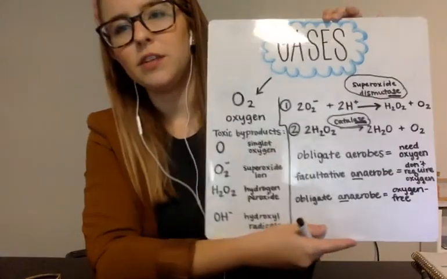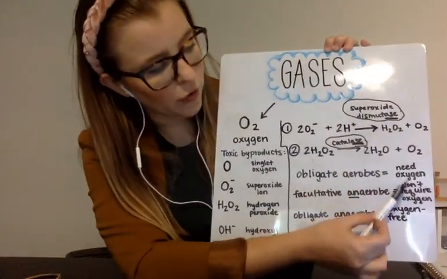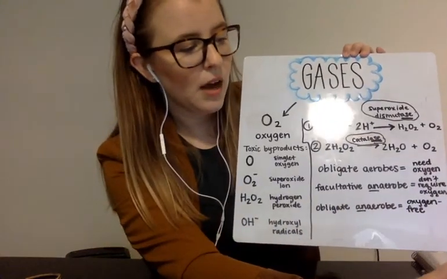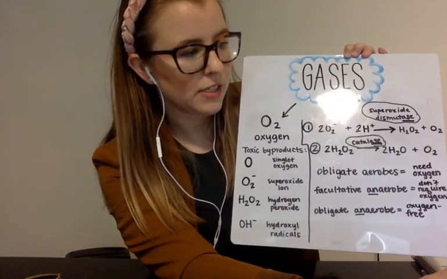And so that's why it's going to be essential that obligate anaerobes, because they are obligated, they have to be without oxygen, they need to be in an oxygen-free environment. Because even something like a singlet oxygen would be toxic to them. So they need to be in an oxygen-free environment. So I've just made some notes here about the difference between these three types that we've gone over previously in the lab, just to make it clear what the difference is.